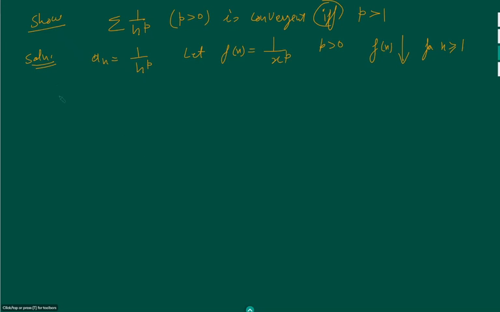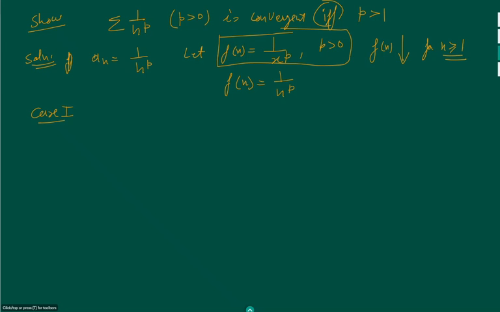So we consider the following cases. We take a_n as f(n), so f(n) is equal to 1 over n raised to power p. Alright, so f(x) is monotonically decreasing. This is clear from the definition of the function. If p is positive, then it is a monotonically decreasing function, and it is a positive function also for all x greater than or equal to 1. Alright, so we have the following cases.